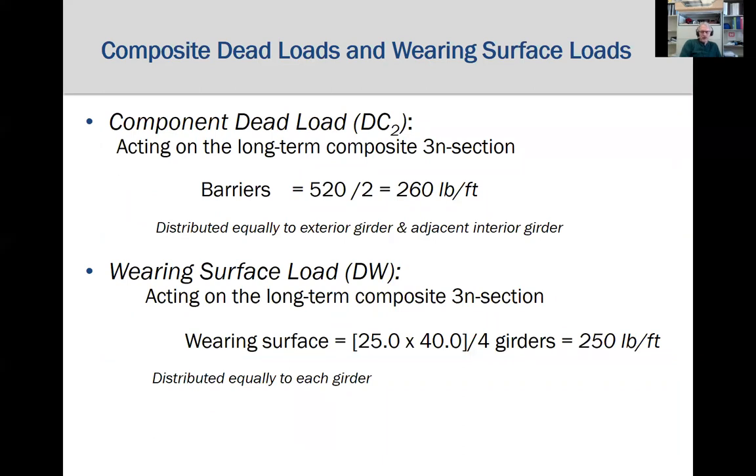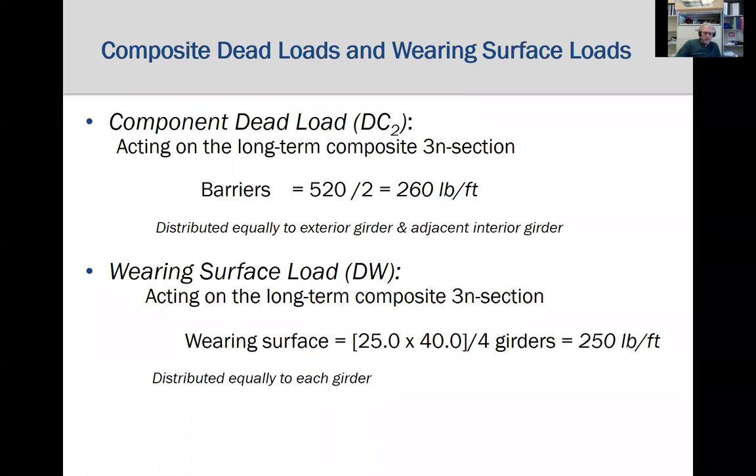The next input item on the list is going to be load information, specifically the magnitudes of the composite dead loads that are to be applied to the girder, and the live loads that will be applied in the analysis. The composite dead loads include the components DC2 loads, which consist solely of the barriers, in this particular case, and the wearing surface, DW.